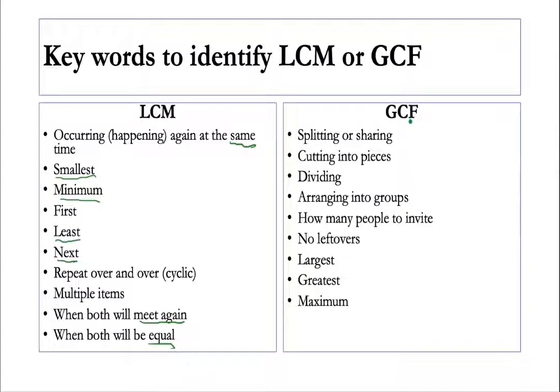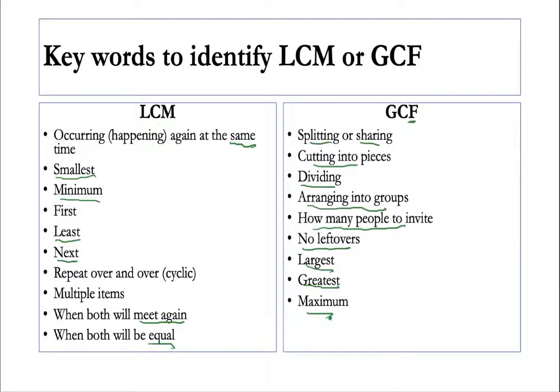Greatest common factor, remember the F, which means factor, means divide. Therefore, if you're splitting or sharing anything, it is GCF. If you're dividing or cutting into pieces where you have no leftovers, that is GCF. You also know GCF if you're arranging anything into groups or you're trying to figure out how many people to invite. Again, the G in GCF stands for greatest. Therefore, if you see the word greatest or largest or maximum, those are your keywords that you're looking at a greatest common factor problem.